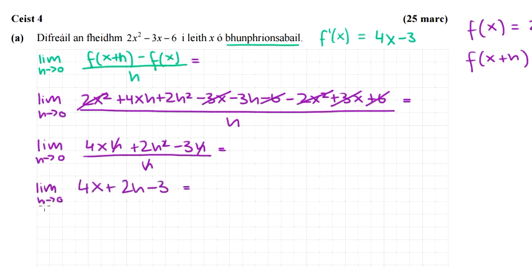So this is where I'm going to introduce the limit. The limit as h goes to 0, so I'm going to substitute 0 in for h. So we get 4x plus 2 multiplied by 0 minus 3, and this is going to simplify to give me 4x minus 3. So I know, because I differentiated at the start, that I have found the correct answer.